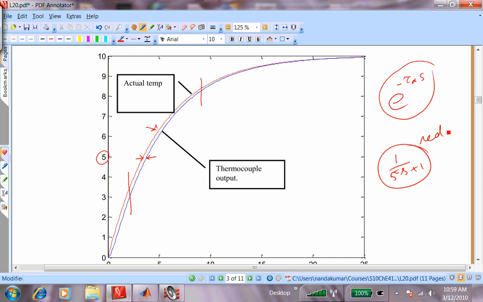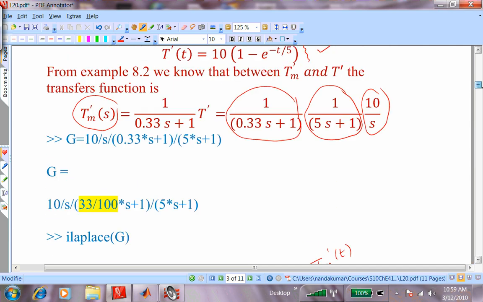What is the second one, the blue curve? The second order, okay, because it comes from the product of two first order transfer functions. If you go back here, Tm comes from the product of these two transfer functions. Now, why are they so close to each other? When will they become exactly the same? At s equal to 0?